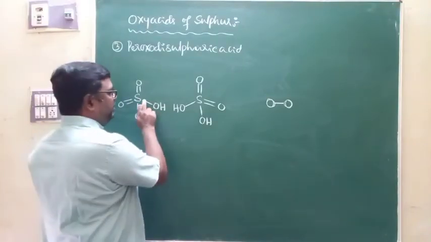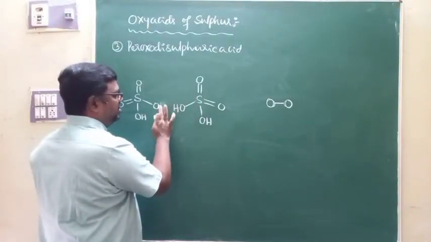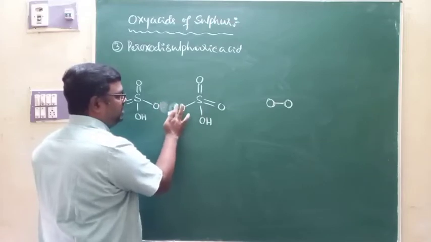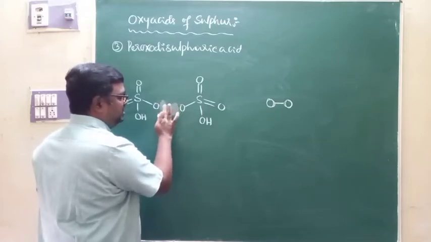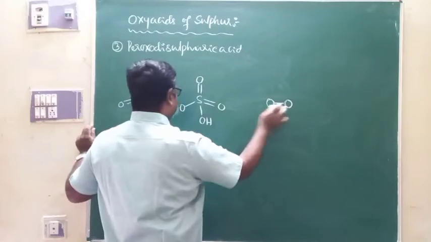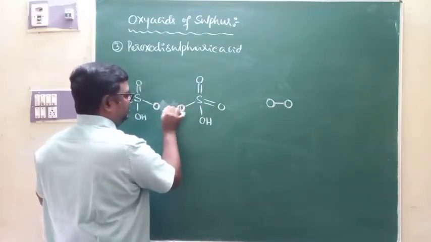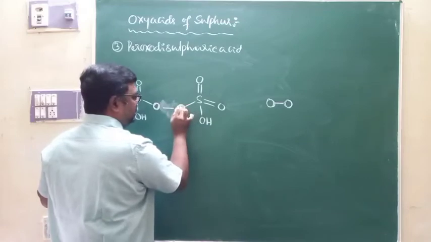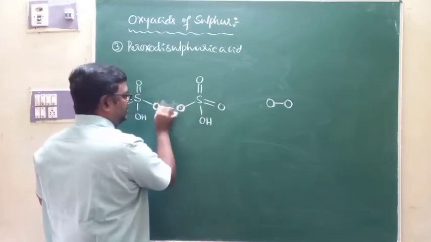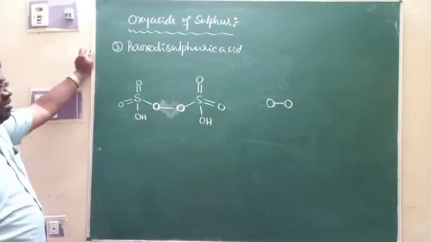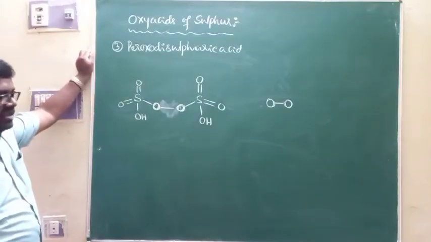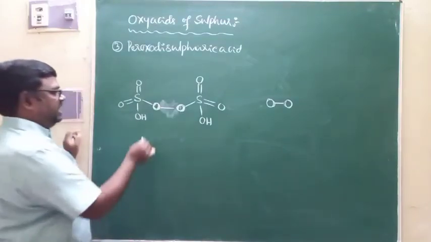Between 2 sulfuric acid molecules there must be a peroxide linkage. Peroxide linkage is a direct linkage between 2 oxygen atoms. Therefore, you just link these 2 oxygen atoms through single bonds. So this is what we call peroxodisulfuric acid.